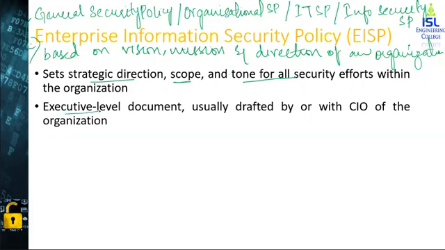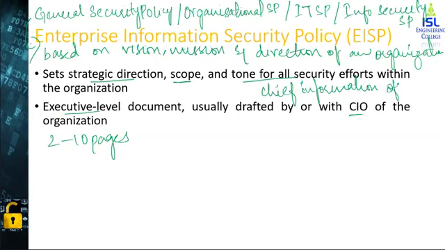Now, an executive level document is created. This EISP is basically a 2 to 10 pages long document. This executive level document is usually drafted by the CIO. The CIO is the Chief Information Officer. So the CIO is responsible for drafting the executive level document.